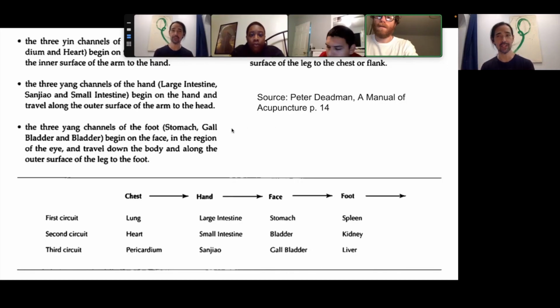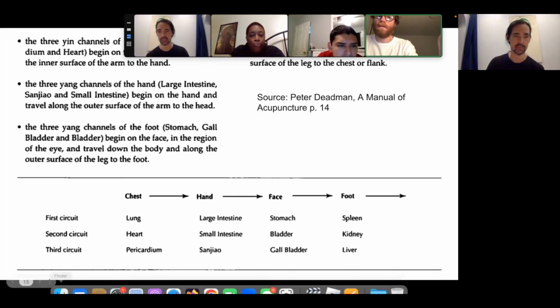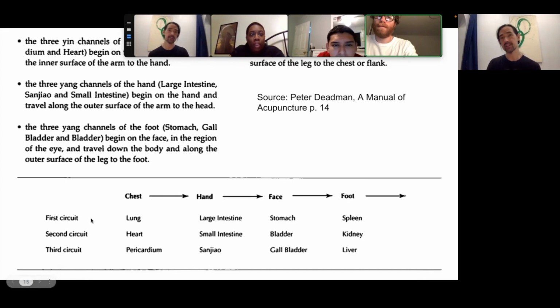So I guarantee if you do that a couple times a day, after 3 days you'll have it pretty solid. Maybe not 100%, but pretty solid. And remember to look at them as circuits. These are the sides of the body, right? First circuit, lung through spleen, that's the front. Second circuit, heart through kidney, that's the back. Third circuit, pericardium through liver, that's the sides.